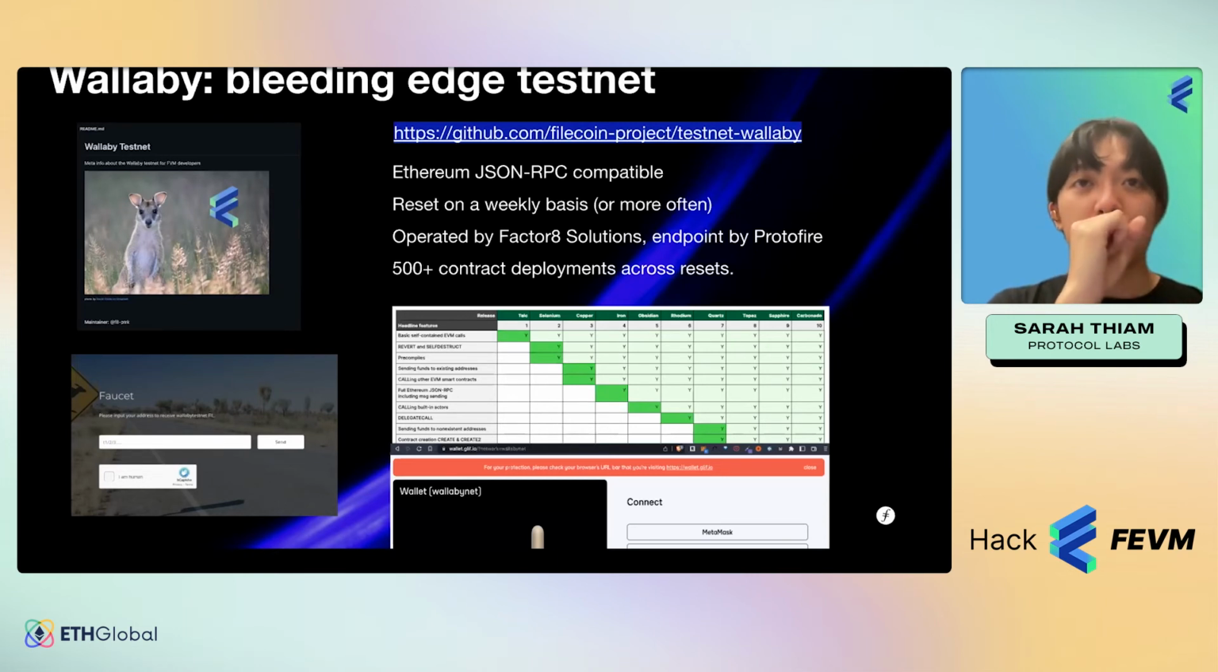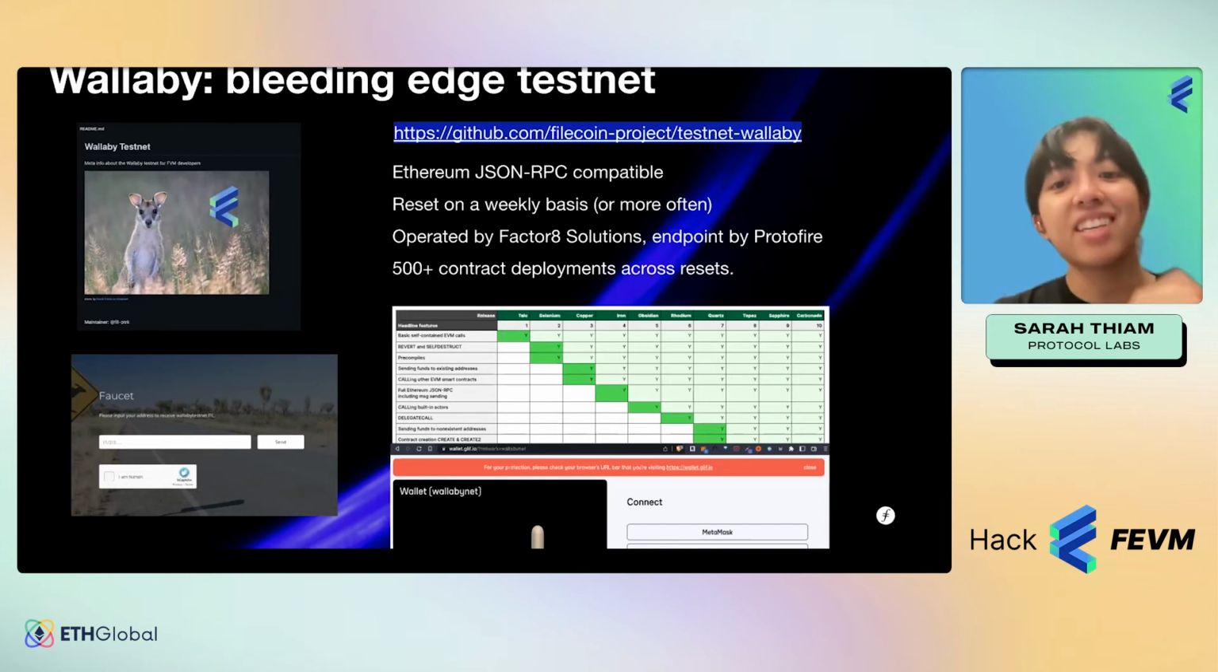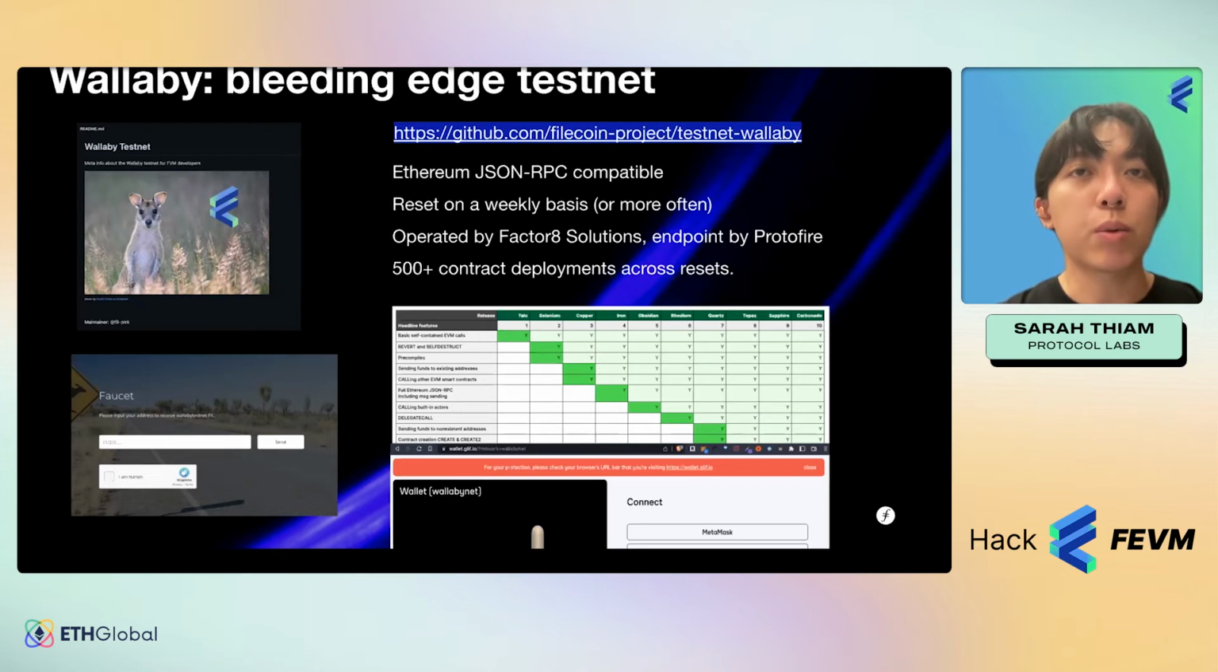It is fully Ethereum JSON RPC compatible. Again, it's not reset on a weekly basis, and we have maintainers that will be around. So that is the Wallaby bleeding edge testnet. We have quick start guides on how you can get your wallet connected, and I'll show you a quick demo or a short video GIF on how you can do that through Chainlist in just one click.